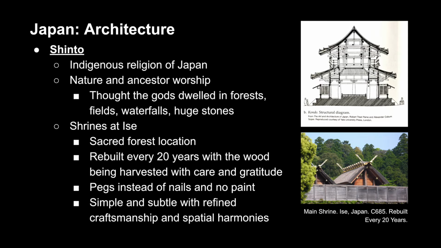Indigenous Japanese people believed in the Shinto religion, which was really focused on nature and ancestor worship. These people thought that the gods dwelled in forests, fields, waterfalls, and huge stones. And as a result, the architecture during this time was designed around these concerns. The shrines at Ise were built and are actually rebuilt every 20 years in a sacred forest location. The wood that is harvested for this building and rebuilding is done so in a ceremony of care and gratitude, as the community comes together to make the building exactly as it was, just new.